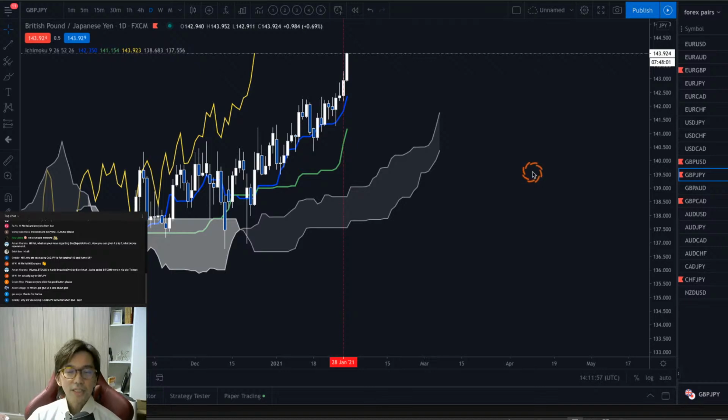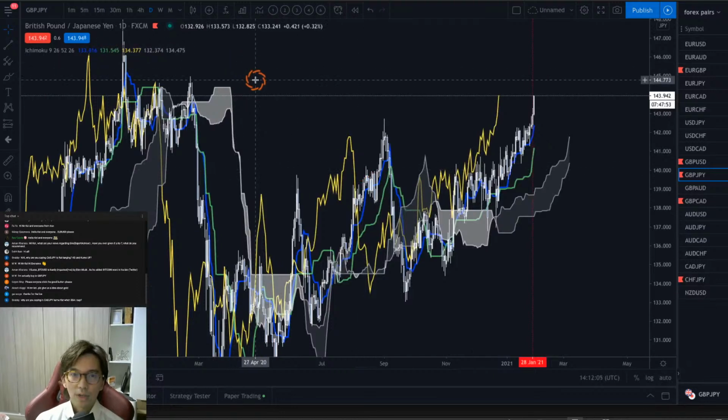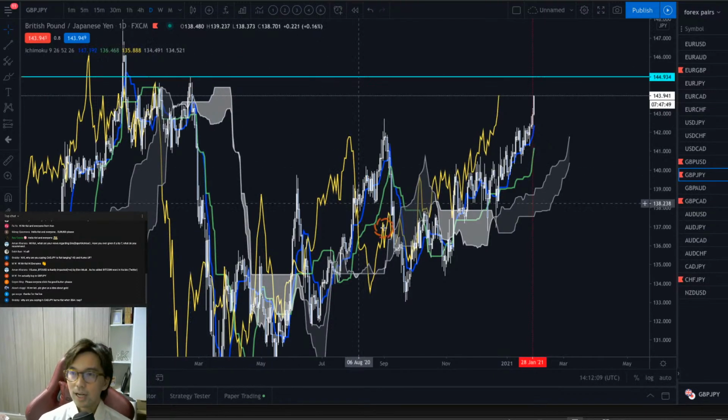which is a nice and stable uptrend. So let's see if there is a previous high at some point. And okay, the previous high was over here exactly. This 144.934, or the exact number of 145, will be the potential target as per the daily chart.